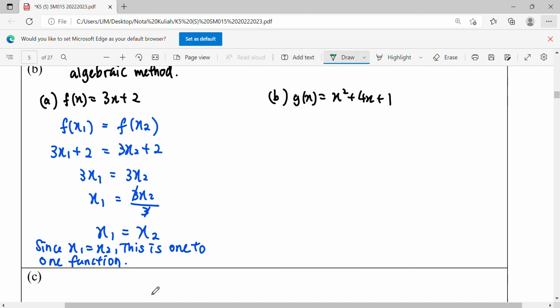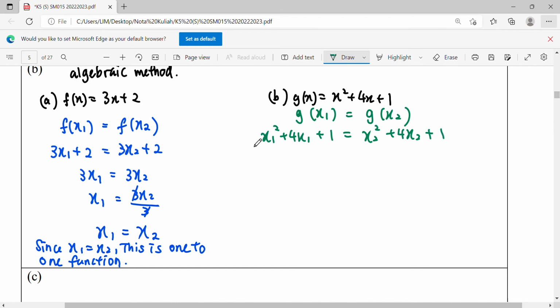So our procedure is substitute x1 equals to substitute x2. Find out your x1. So operate, try to bring everything back to the right hand side, with x1 at the left hand side. So second function, quadratic function. When we're doing a quadratic function, it is better for us to do completing the square. First step, substitute x1, substitute x2 into the function. It will be x1 squared plus 4x1 plus 1, equals x2 squared plus 4x2 plus 1.